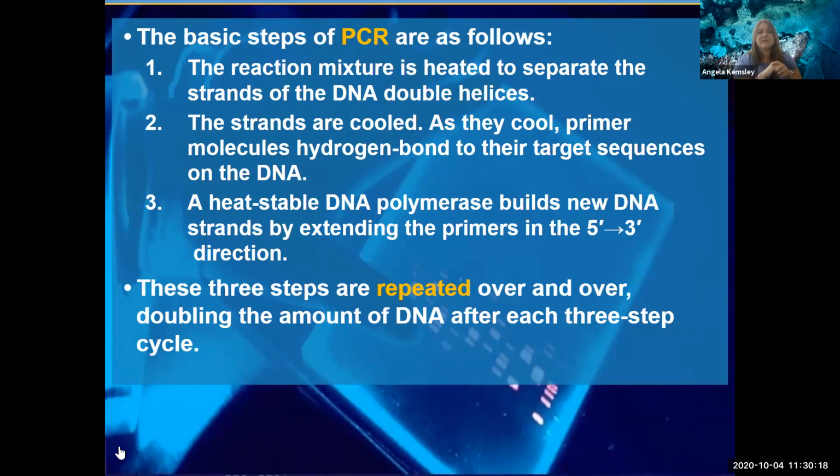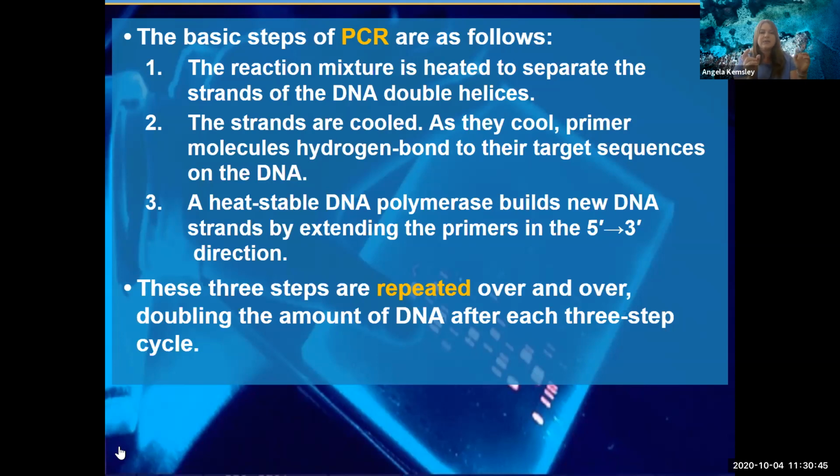So the basic steps of PCR are that a reaction mixture is heated to separate the strands of DNA in the double helices. So remember, we have that double helix. We're going to heat it so the double helix kind of breaks apart into two separate strands of DNA. The strands are cooled down. As they cool, those primer molecules hydrogen bond to their target sequences. Remember, one on one side, one on the other.